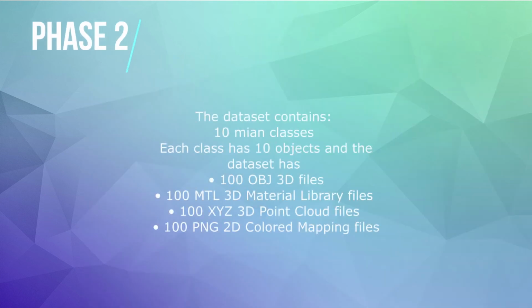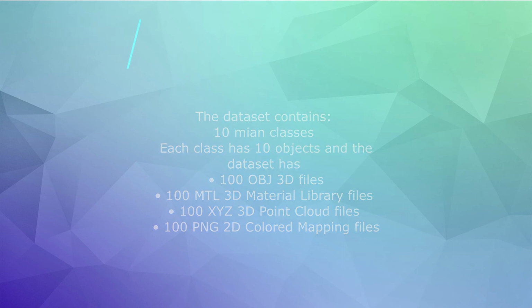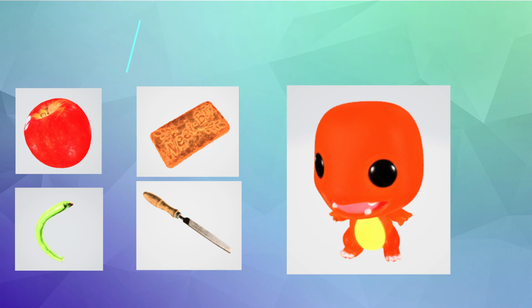Phase 2: Data Collection Experiment. The dataset contains 10 main classes. Each class has 10 objects. And the dataset has 100 OBJ 3D files, 100 MTL 3D material library files, 100 XYZ 3D point cloud files, and 100 PNG 2D colored mapping files. Here are some samples from the dataset.